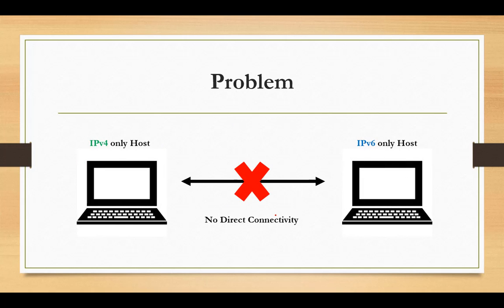As you can see, between an IPv4 only host and an IPv6 only host, there is no direct connectivity. You cannot communicate between those two different hosts because they have two different versions, two different packet headers, and this is the issue. If you are not able to use dual stack, there is no direct translation.